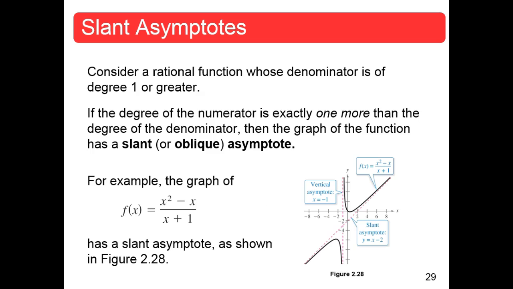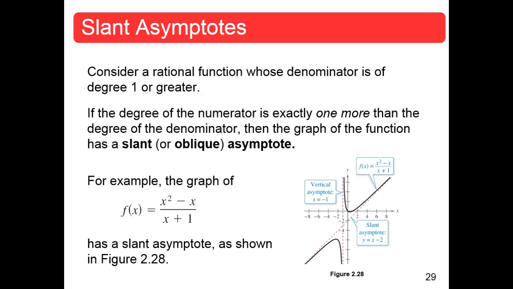Let's go back here and look. You see your y-intercept is -2, and your slope is 1. So there's your slant asymptote, or oblique asymptote. So some that don't have a horizontal asymptote, if the degree is exactly 1 more in the numerator than the denominator, it will have a slant or oblique asymptote.